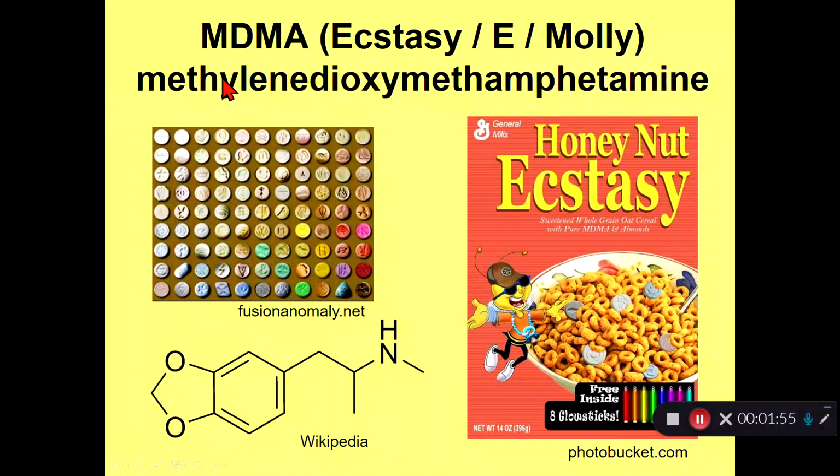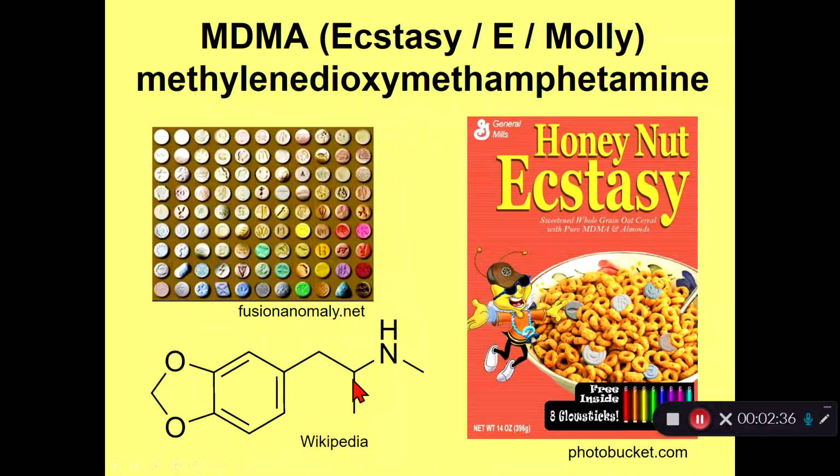The drug methylene dioxymethamphetamine, abbreviated MDMA, is known commonly as ecstasy, or E, or Molly. It's based on the amphetamine molecule. Amphetamine is the most common psychostimulant. It's the main ingredient in Adderall. Methamphetamine, as you probably know, is a common drug of abuse, a more powerful psychostimulant than amphetamine itself. MDMA, ecstasy, is methylene dioxymethamphetamine. It's like a super souped up version of amphetamine.